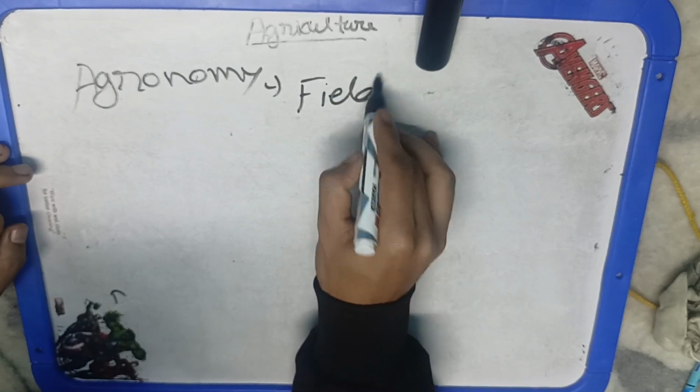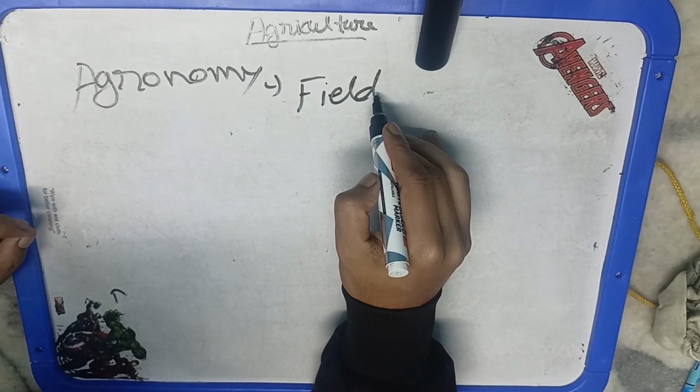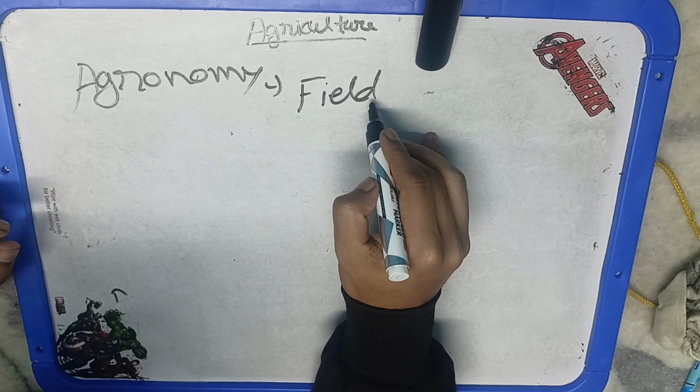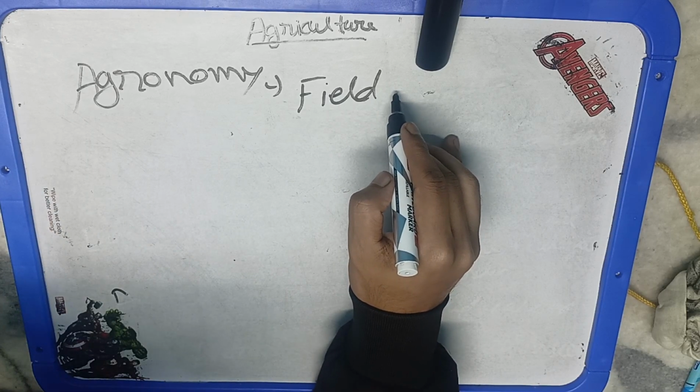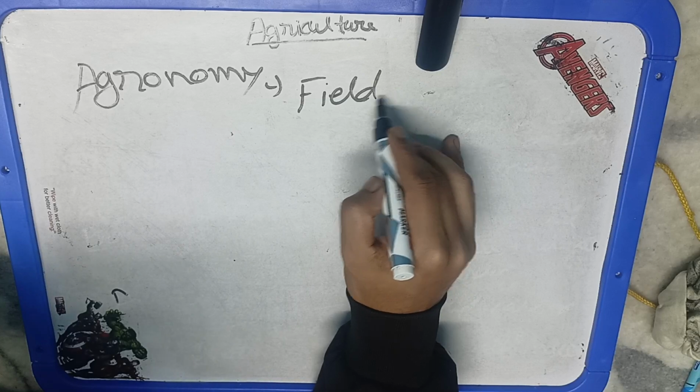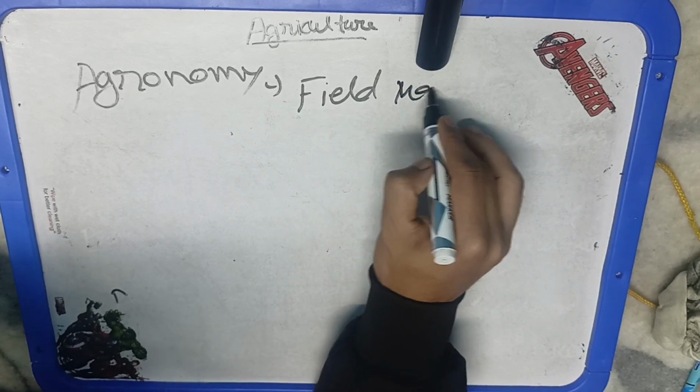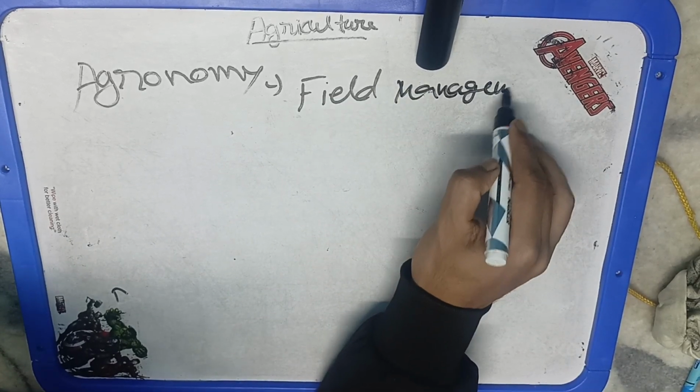So many a time this question is being asked in the NABARD examination, like name the science, or basically the stream of agriculture which is responsible for the care and the management of the crop production along with the weed management, soil management, irrigation management, fertilizer, nutrient management, and all this. So this is basically the agronomy. So this is a very important question.